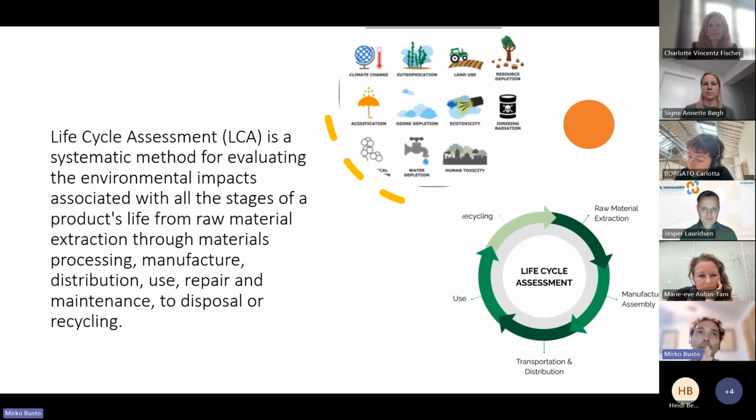So, first slide is a definition of life cycle assessment: a systematic method for evaluating the environmental impacts associated with the stages of a product life, from raw material extraction through materials processing, manufacture, distribution, use, repair, maintenance and disposal or recycling. Here you can see there are different kinds of impact categories that are usually utilized to record the results of a life cycle assessment, that can regard ozone depletion, ecotoxicity, water depletion, and, the most common, climate change.